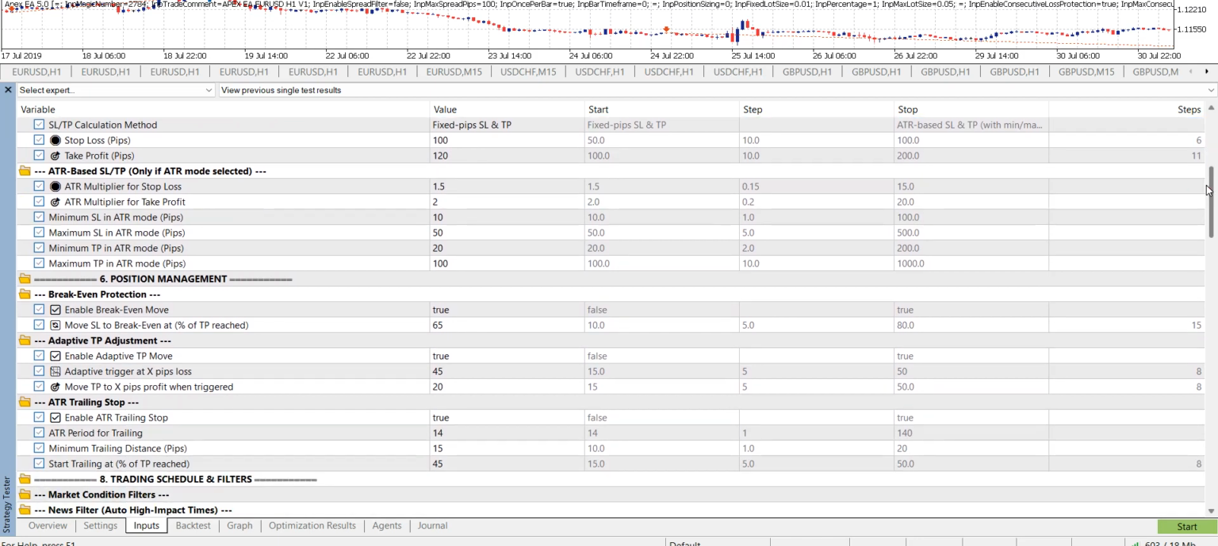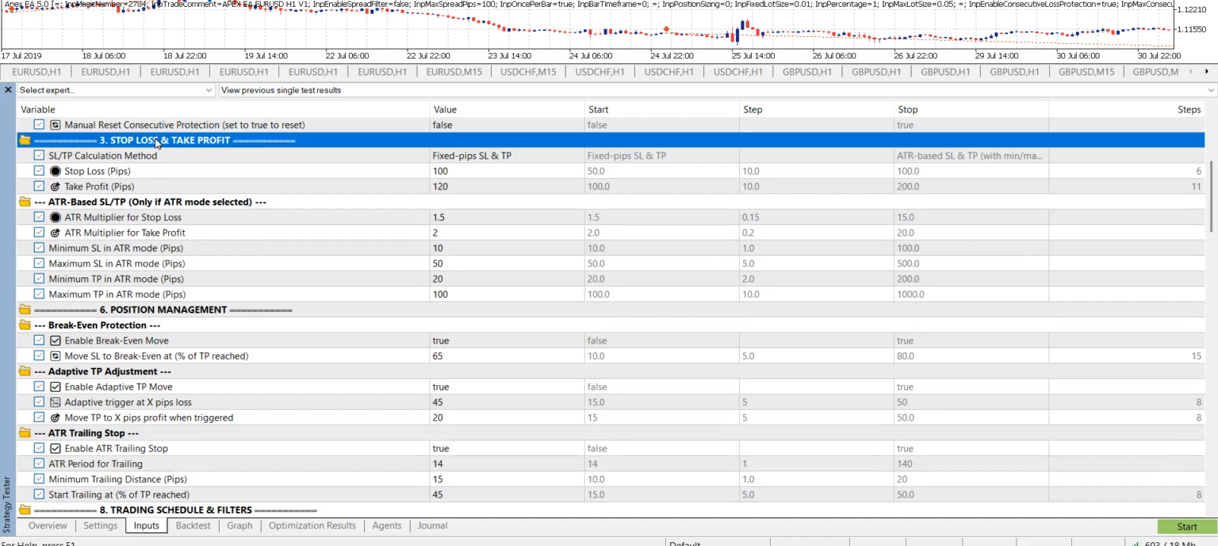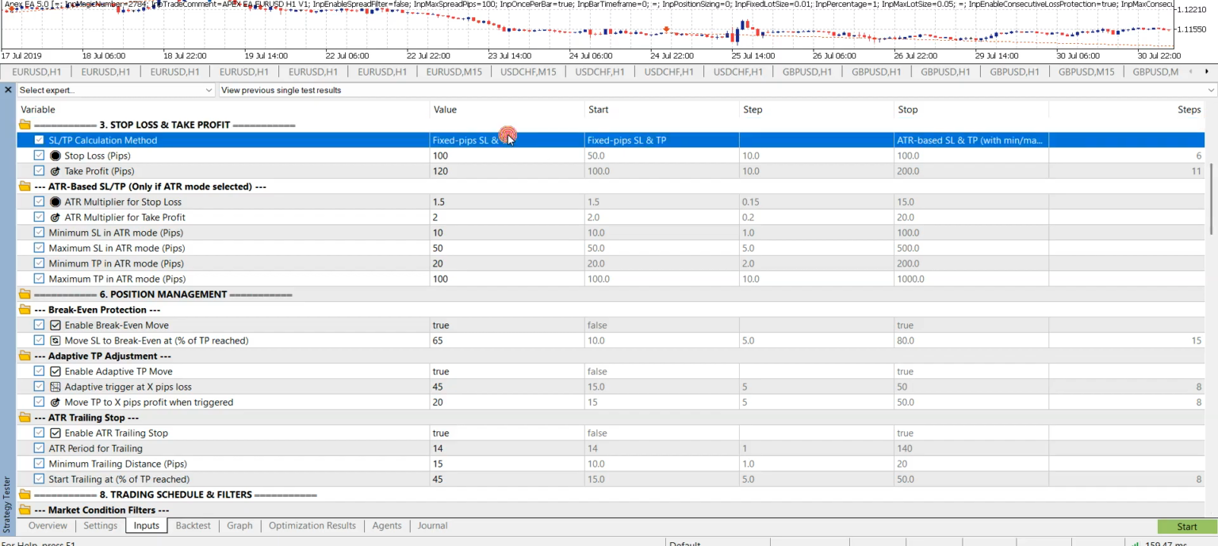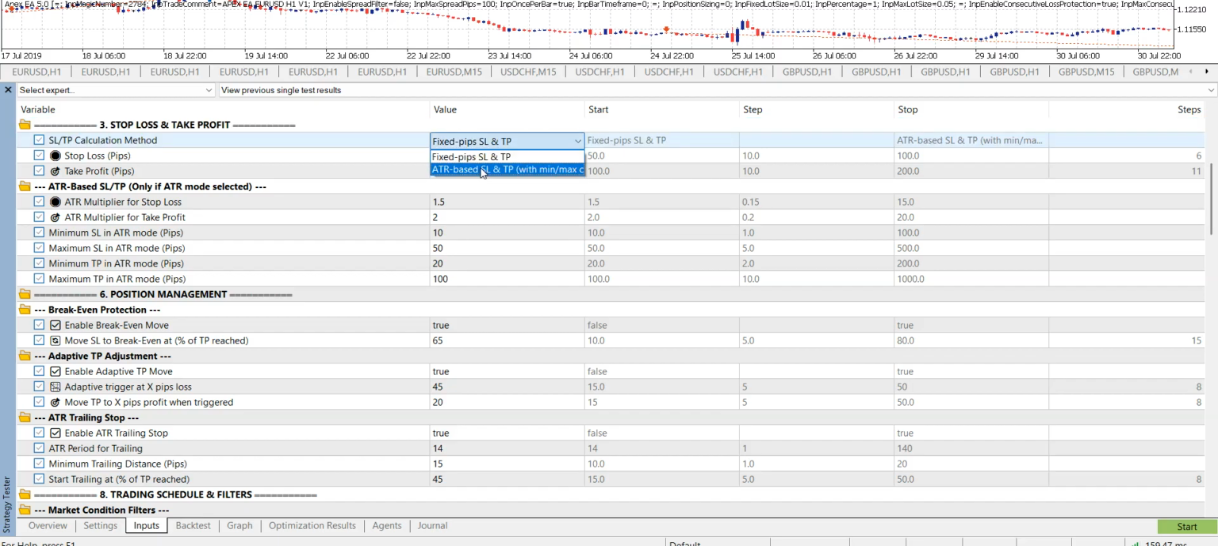You can use it manually as well. The third is stop loss and take profit. Of course, it is the most simple one, but I added something that many traders also asked for. That is an ATR based stop loss and take profit calculation.